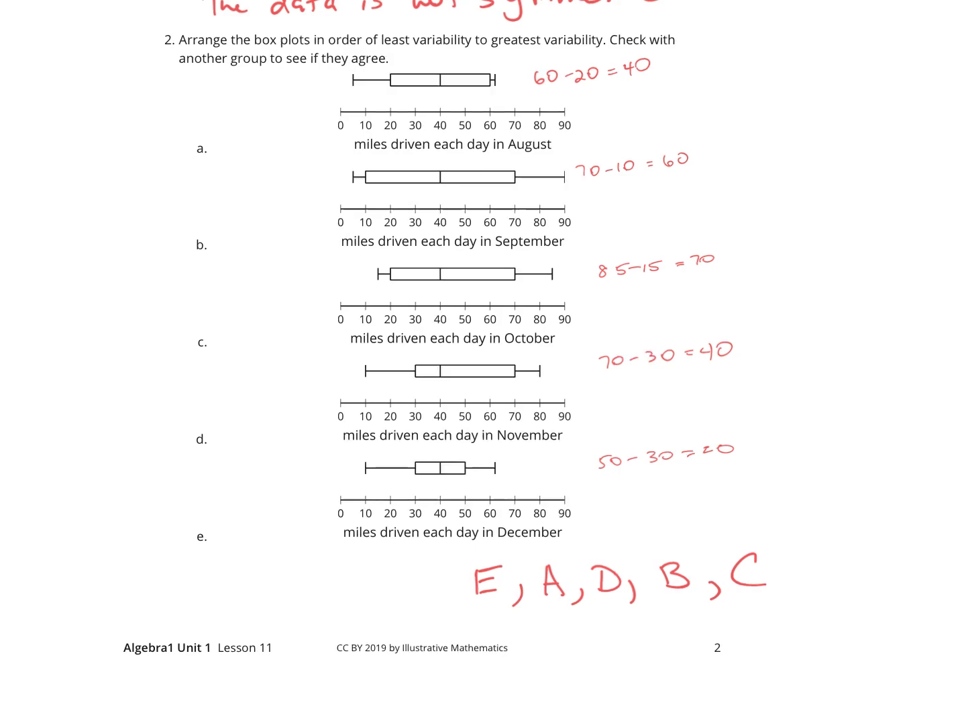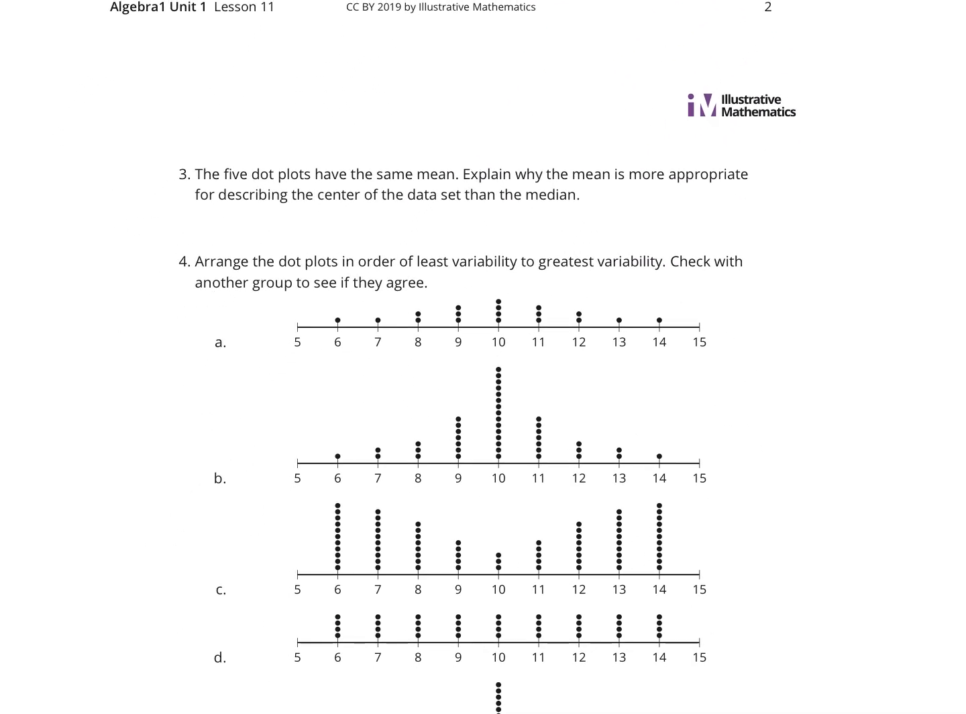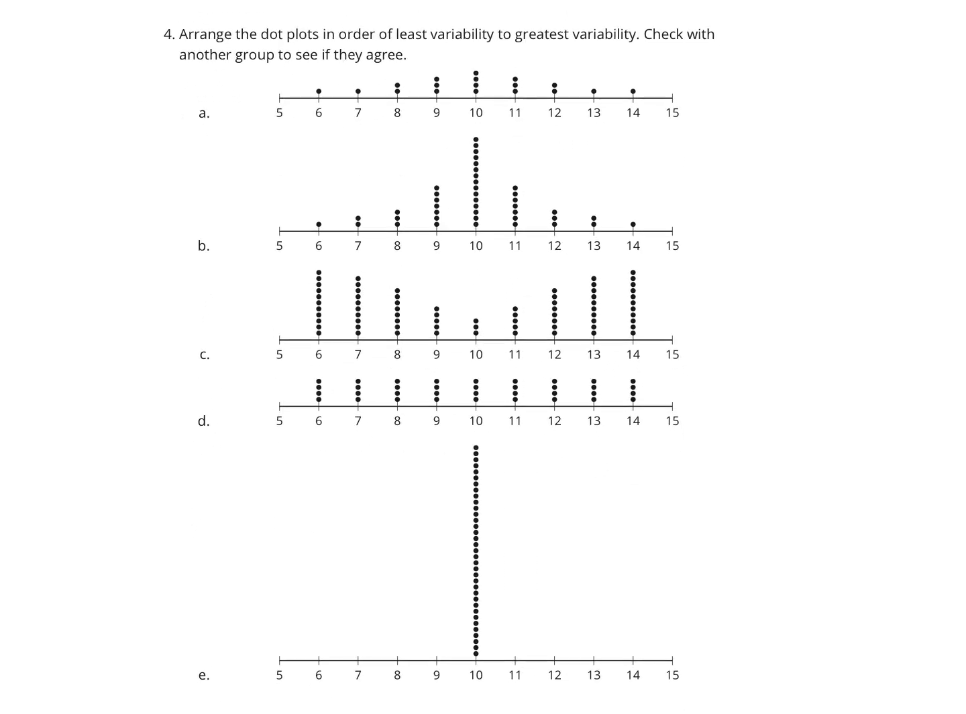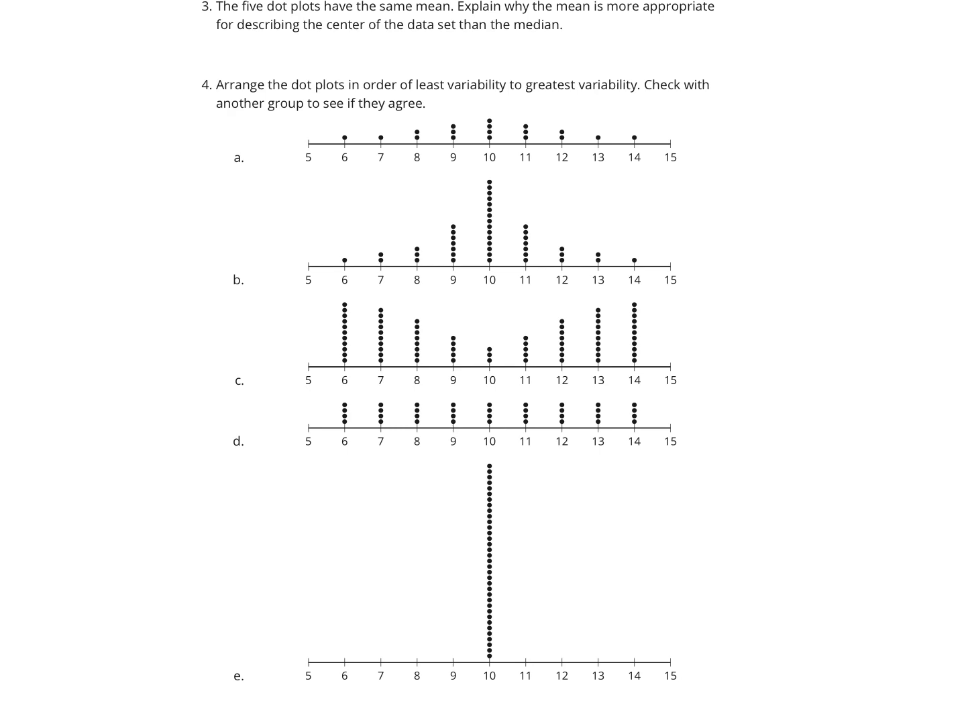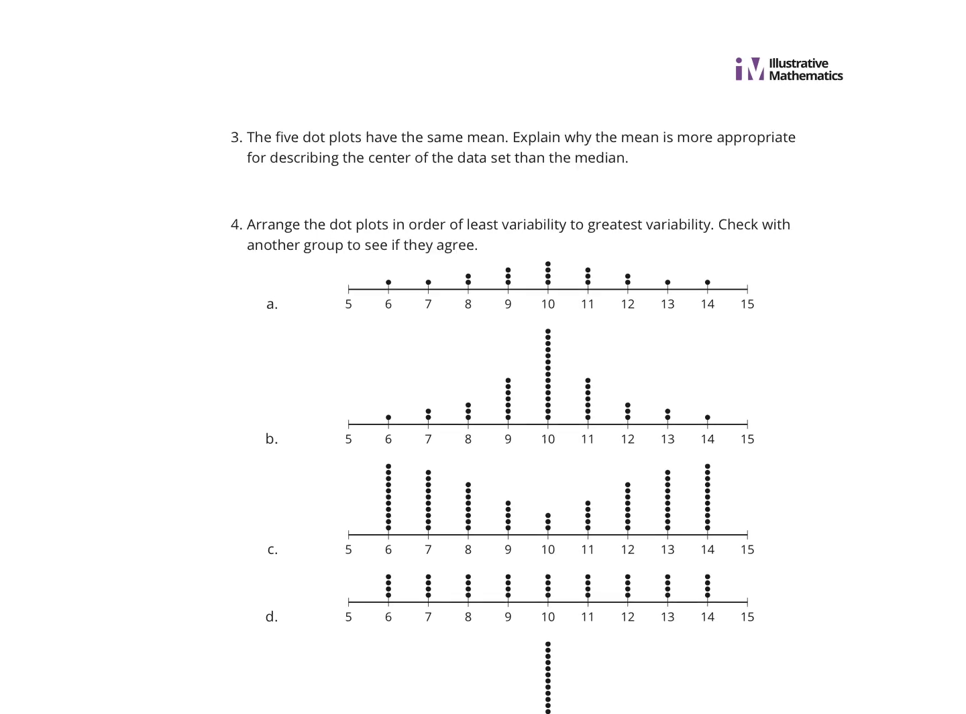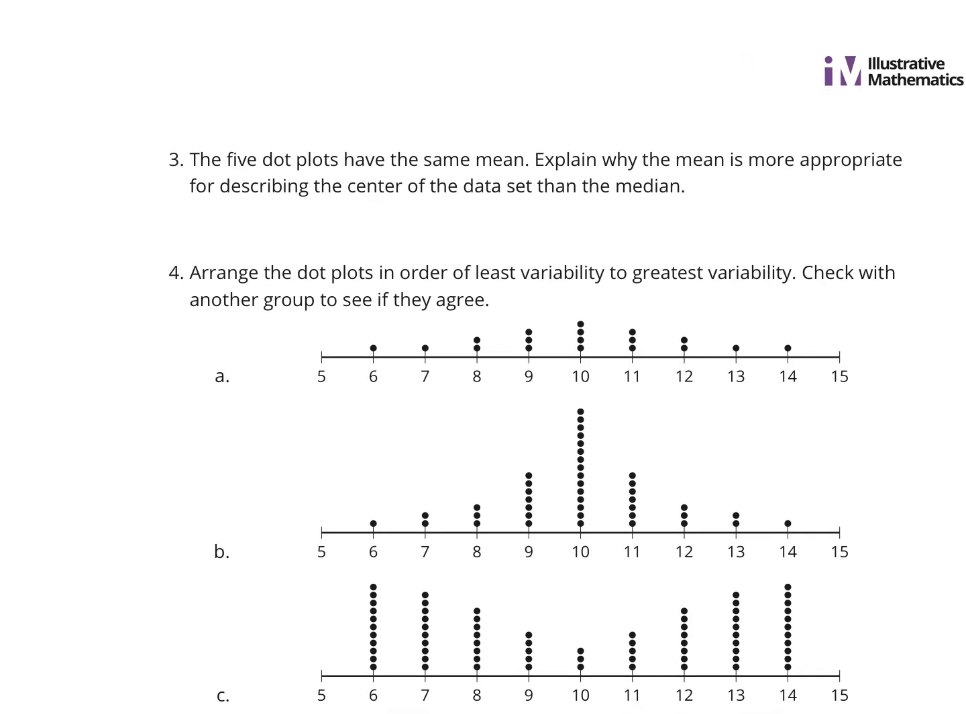All right, let's look at questions 3 and 4. So for 3, it says, why should we use mean for this one instead of the median? When we look at all of the dot plots, we can see that they are symmetric. Since they are symmetric, we've talked about how the mean and median are basically the same. So we're going to want to use the mean in this case because that allows us to use the mean absolute deviation, which is a better form of variability.